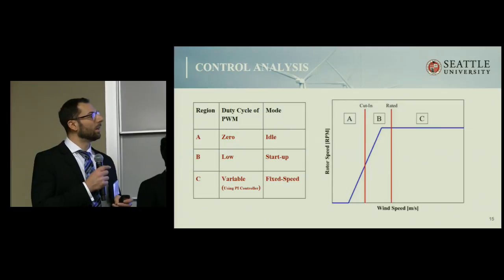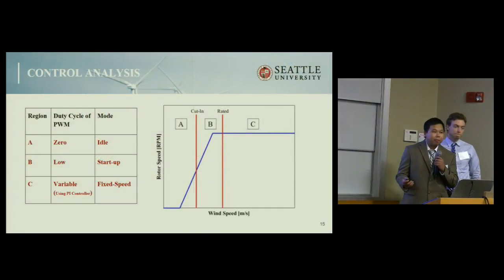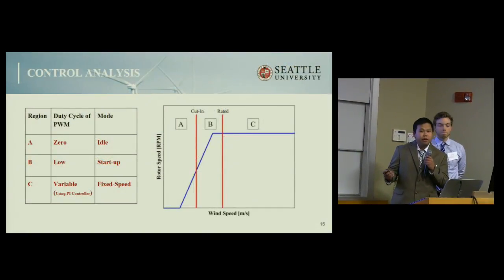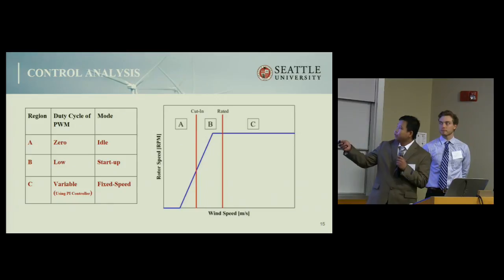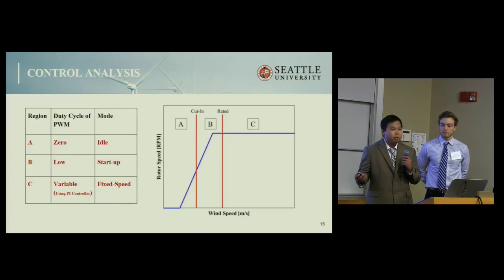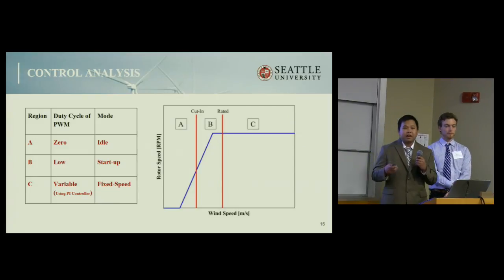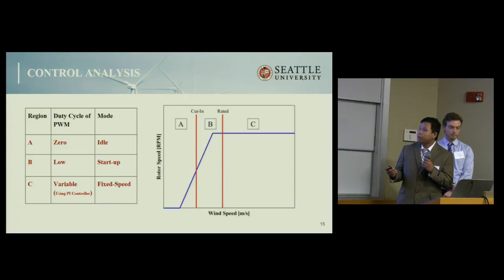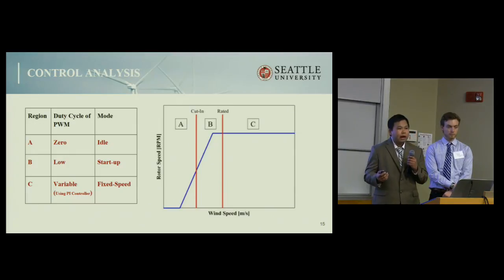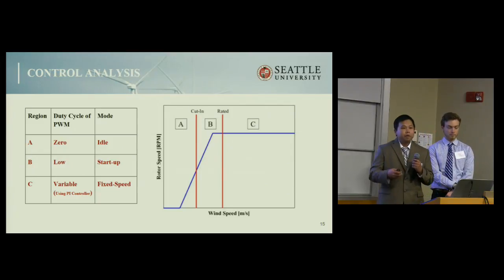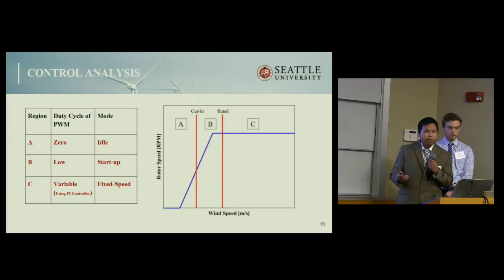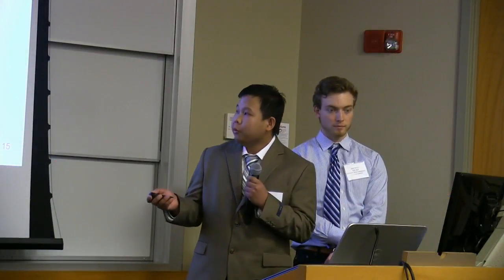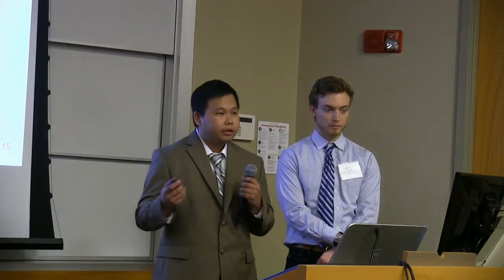For the control side of things, we designed it to operate the turbine in three different regions of wind speed based on measured rotational speed, as shown on the graph. In region A, where the wind speeds are low, our turbine will be placed in an idle state, meaning no current will be commanded, in order to reduce the starting torque and allow the turbine to start more easily. In region B, where the wind speed is high enough for the turbine to start generating power, a small amount of current will be commanded through a low duty cycle of the pulse width modulation signal.